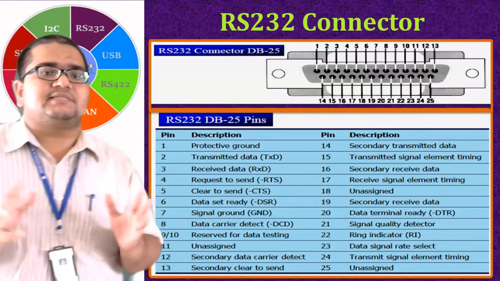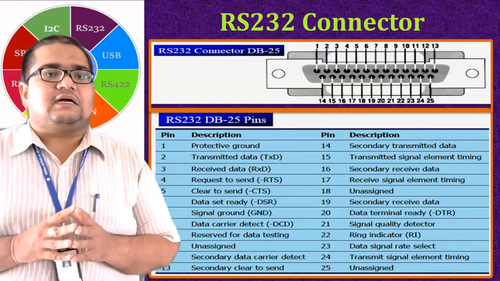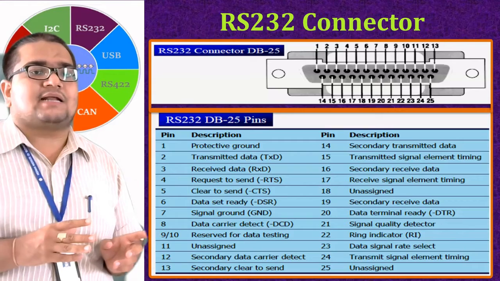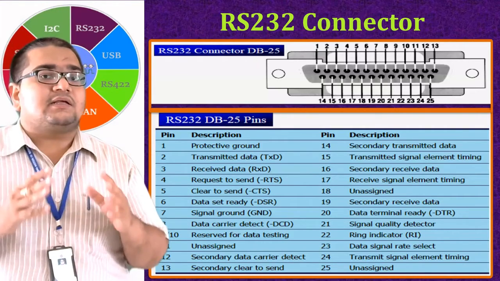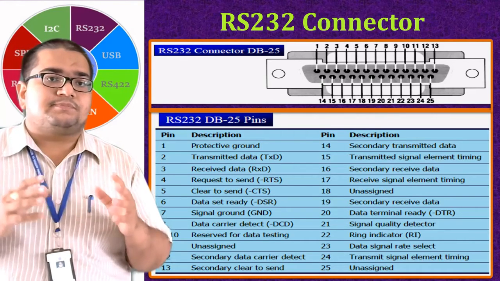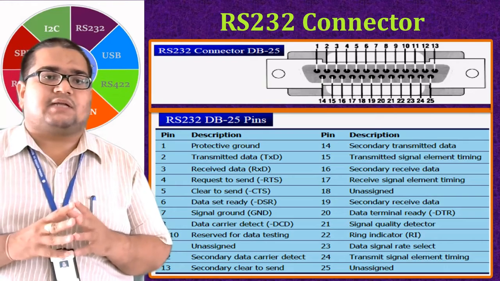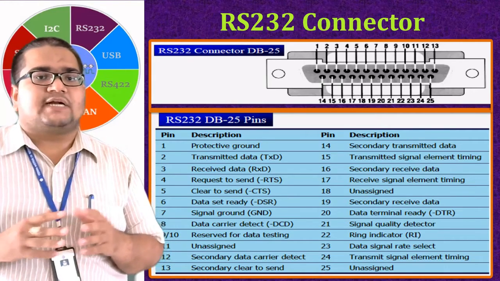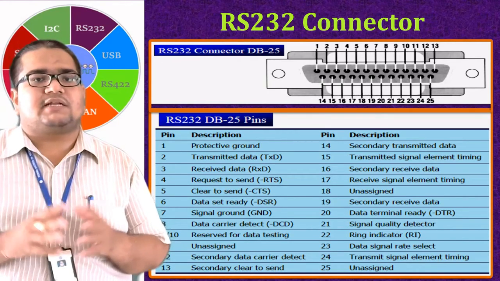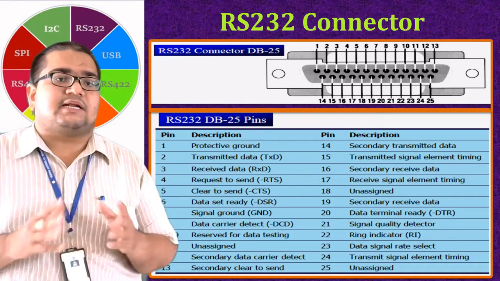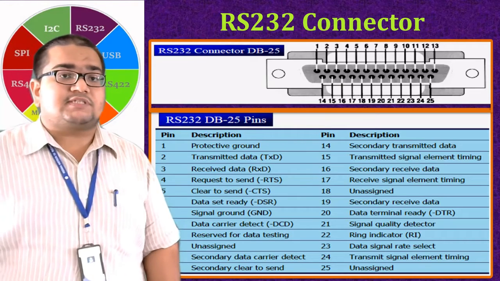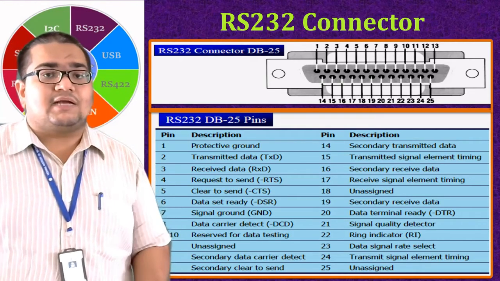As you can see, some pins in this one are unassigned, so they are not given any task or assigned to any signal. A few other pins are reserved, specifically pin numbers 9 and 10, which are reserved for data testing. And this particular RS-232 connector provides primary and secondary transmission of serial data between the two devices. So you will find the transmitter of data and the receiver of data, and similarly a secondary transmitter and secondary receiver in this one. Along with this, there are many other handshaking signals such as request to send, data carrier detect, clear to send, and so on.